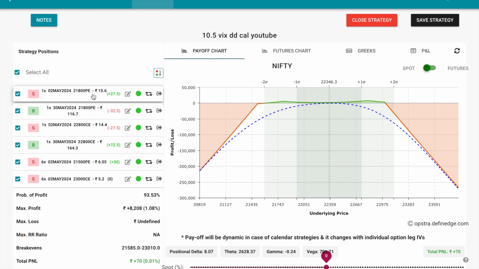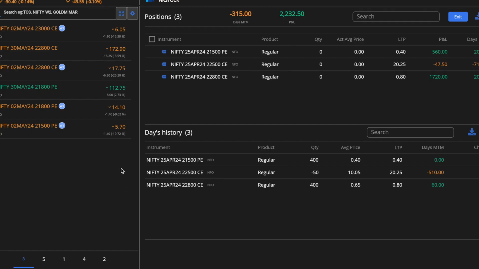Basically, it's a double diagonal calendar spread at 21,800 PE and 22,800 CE for 2nd of May versus 30th of May. And then in order to bridge the in-between loss, we are selling 6 lots of 21,500 PE and 23,000 CE. So let's quickly execute this strategy.